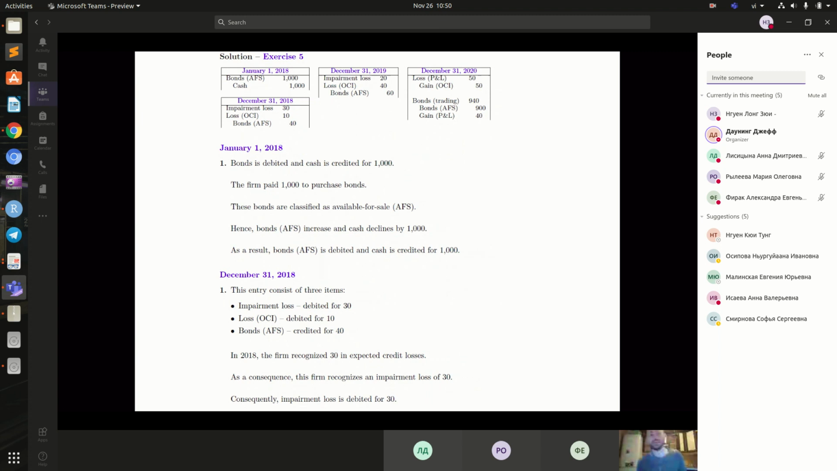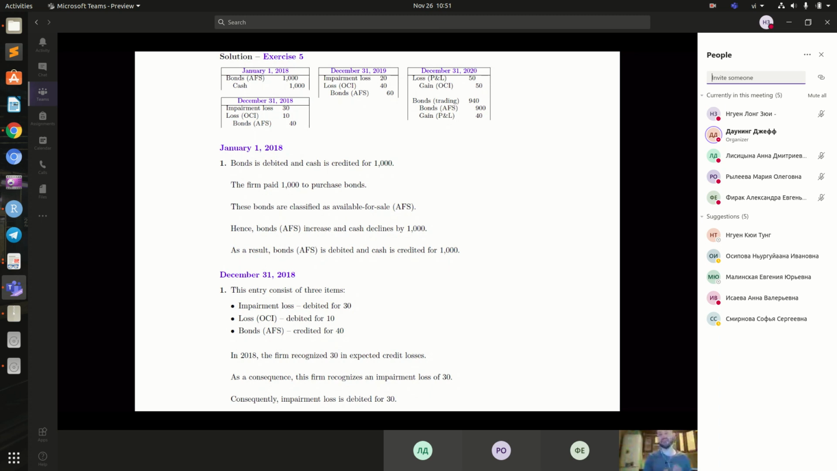We credit or de-recognize bonds AFS for its value before this reclassification. Its value is 900. We had plus 1,000 on January 1st, 2018, but minus 40 on December 31st, 2018, and minus 60 on December 31st, 2019. Hence, 1,000 minus 40 minus 60, or 900.